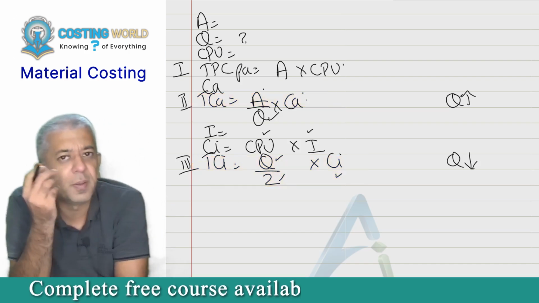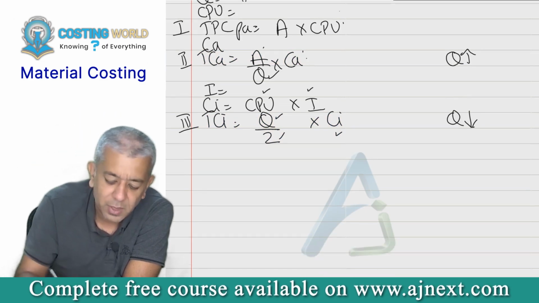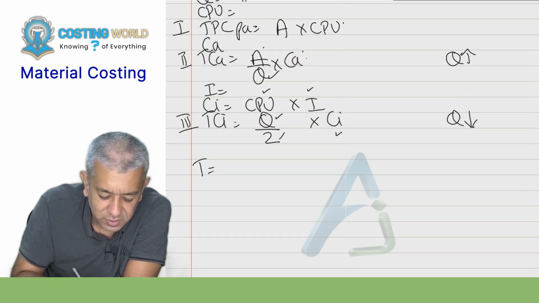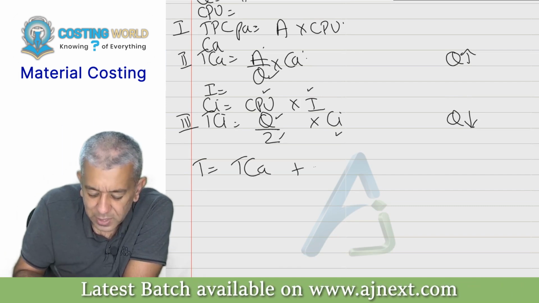We don't want to be minimizing TCA. We don't want to be minimizing TCI. Let's try to add them up. So therefore, when we add them, it gives us a new symbol called T. What is T? That is TCA plus your TCI.